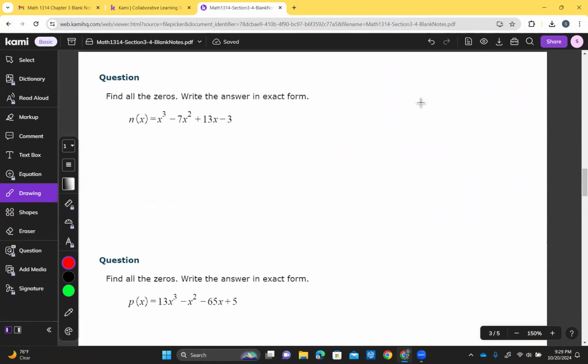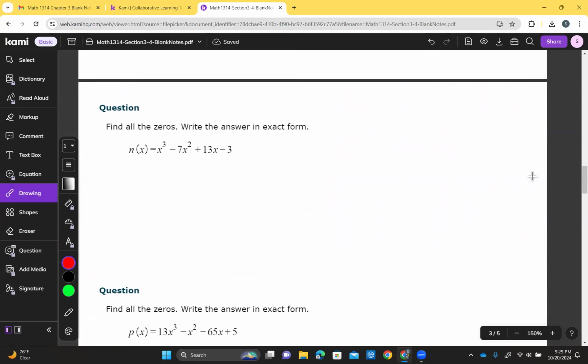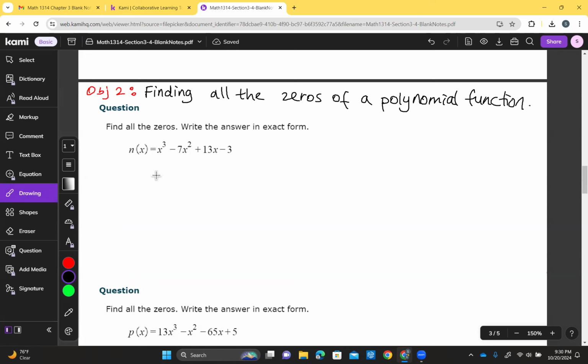Okay, now, finally, we're moving to a different objective for this lesson, and it's a very important objective. So this objective is, do not find only the possibilities, but now, can you actually find the zeros of a polynomial function? So objective 2 is finding all the zeros of a polynomial function. And we're going to use the first objective, and we're going to use synthetic division. We're going to do everything we can to handle these questions.